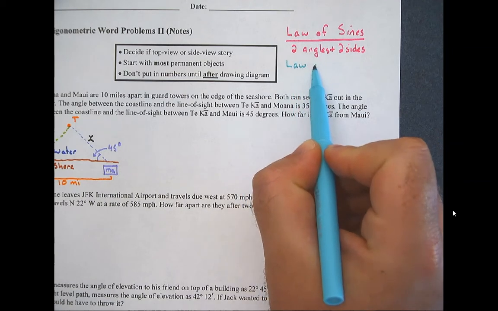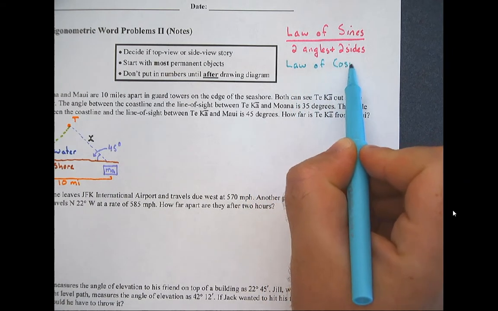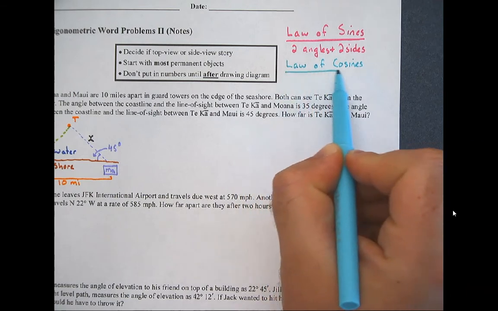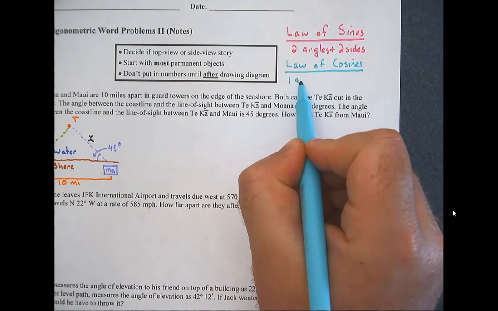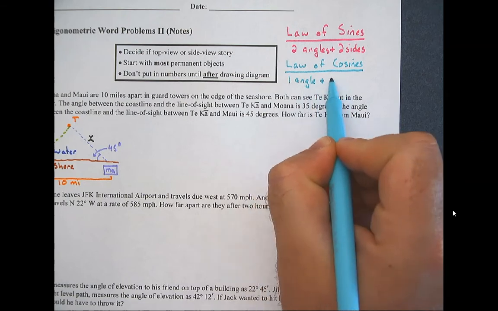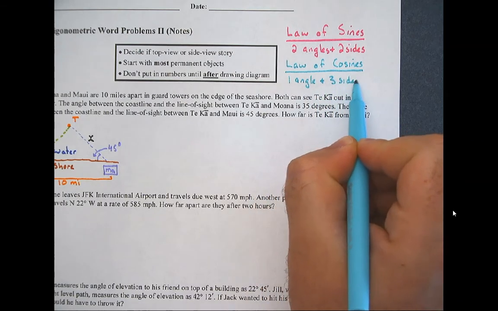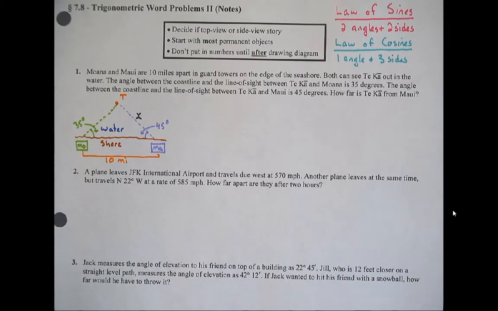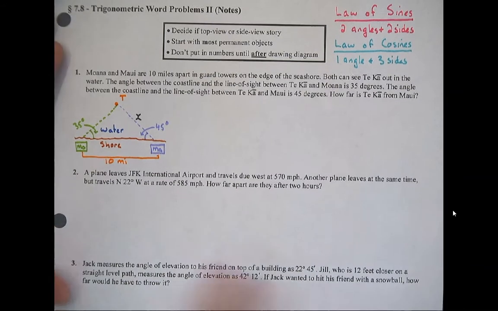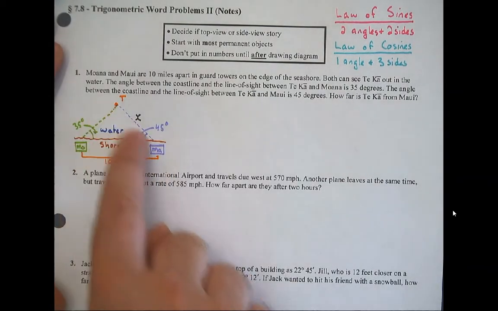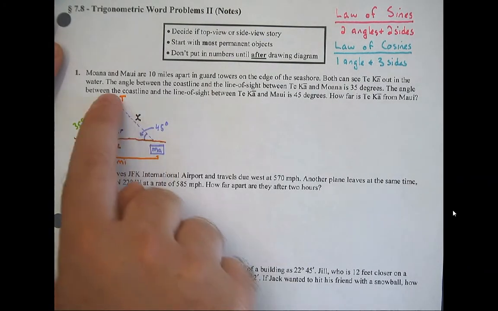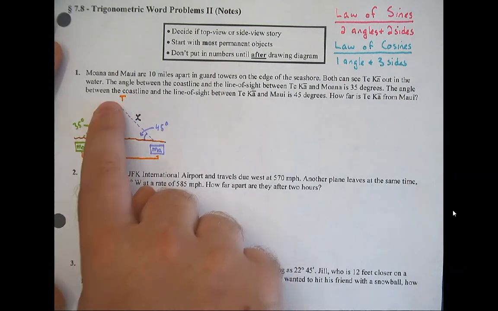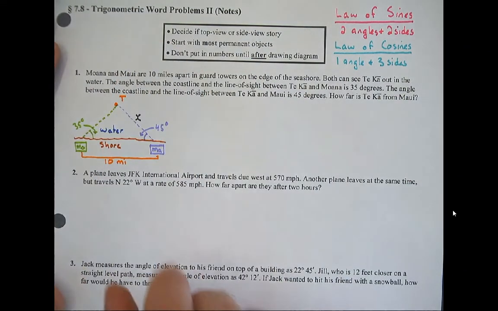The law of cosines, you're going to do the law of cosines when there is one angle and three sides. So I usually look to see if I have three sides in my story, and if I do, I know it's going to be law of cosines. If I don't, then I know it's going to be the law of sines. Most story problems are law of sines or can be done with law of sines. So let's see, I have a side that I know, I have a side that I want, but I don't know anything about the other side. So this is going to be a law of sines scenario.